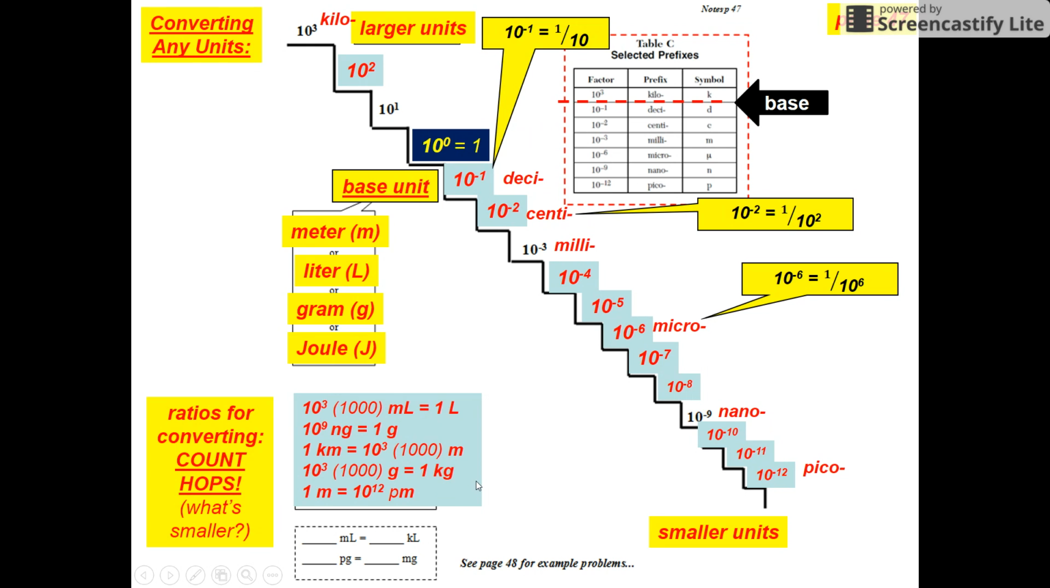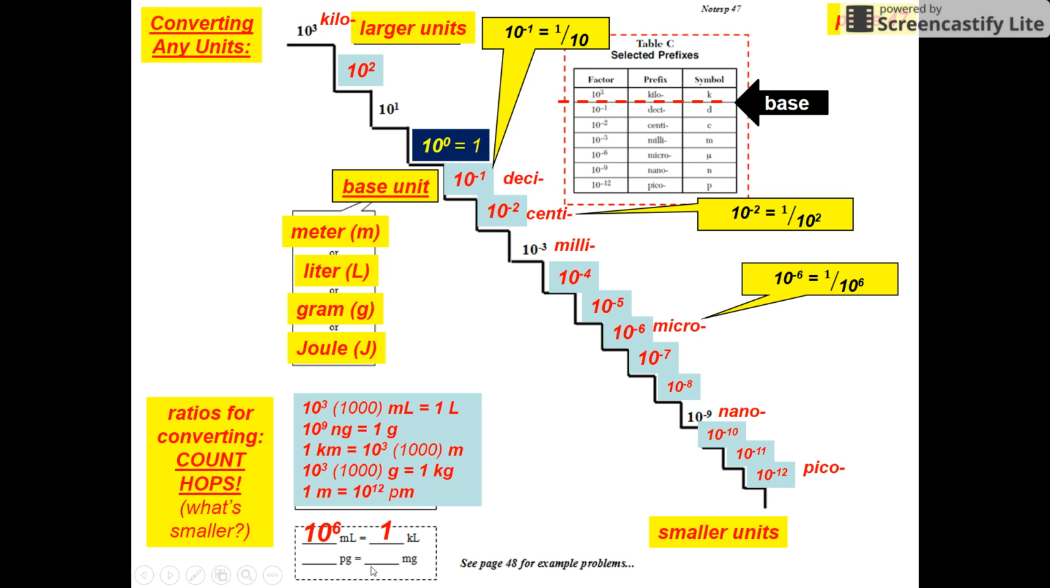Finally, a couple tricky ones. Converting milliliters to kiloliters. Neither of these is the base unit, but we just have to count the hops in between. Milliliters and kiloliters. Kiloliters are big. Kilo goes right here, that's the bigger one. Milliliters are down here, that's the smaller one. How many hops between kiloliters and milliliters? Well, kiloliters are 10 to the third, milliliters are 10 to the minus third. That would be 6 hops in between, so that's 10 to the 6th milliliters in a kiloliter.